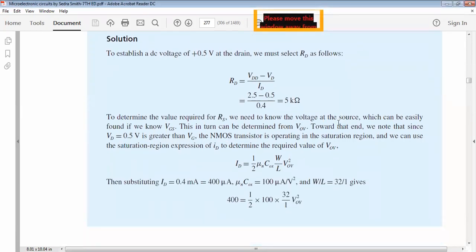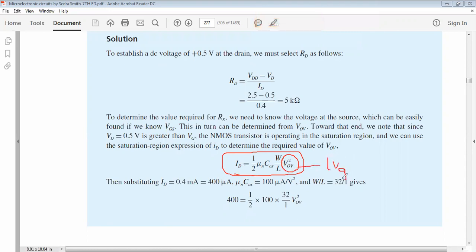Now, by using this expression, this is the current expression in saturation region: ID is equal to 1 by 2 mu n COX W by L VOV whole square. VOV is nothing but VGS minus VT, whole square. Substitute here and find VOV whole square.